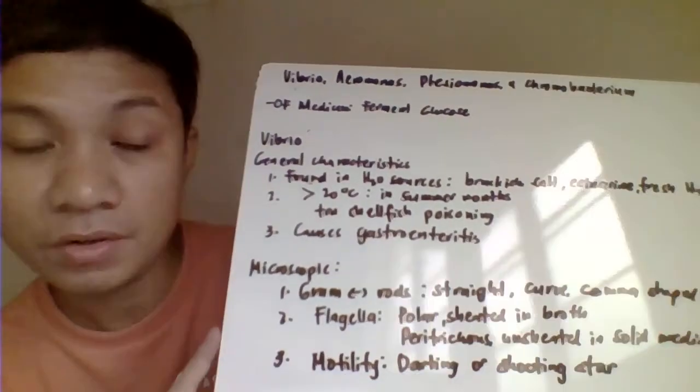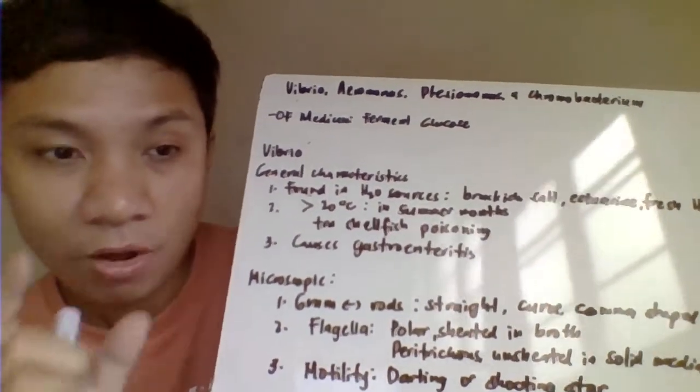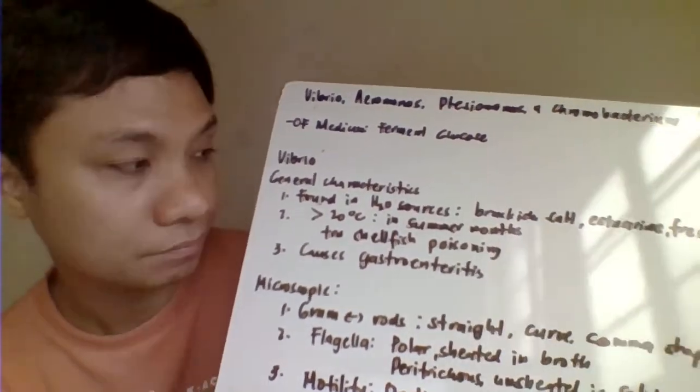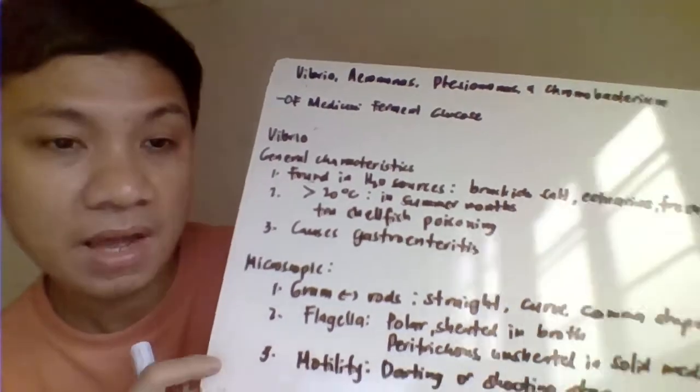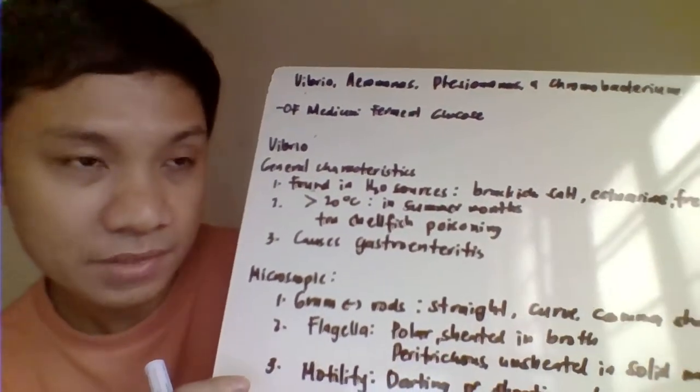So in your oxidation fermentation tube, it would have both the tube in the open and the one overlaid with mineral oil turning a yellow color. We'll start the discussion with the Vibrios. We have general characteristics.